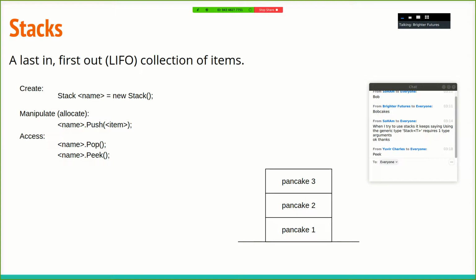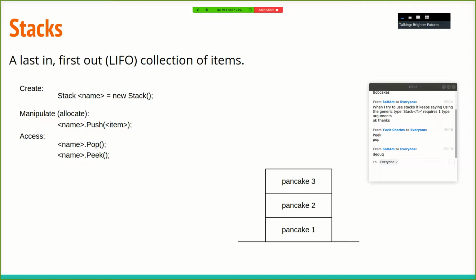Peek you should recognize from queues. Remember, if you peek in a queue, it will just show you what's at the front of the queue. It's not going to remove it from the queue. If you want to remove it from the queue, can anyone tell me what command I would use to see the thing at the front of the queue and remove it?